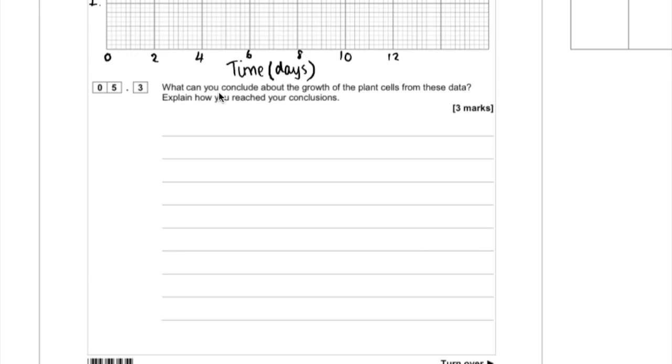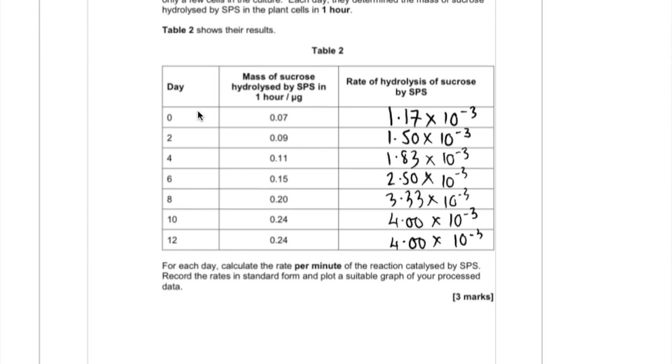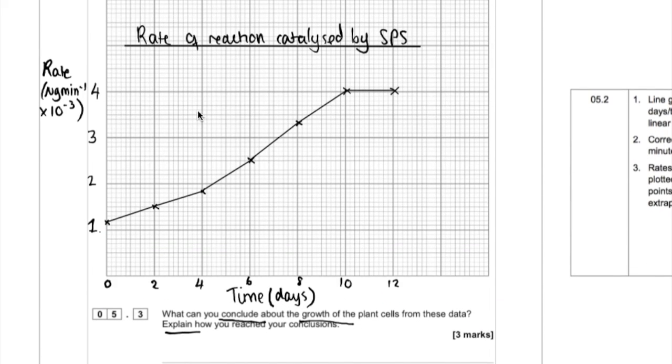Okay, so what can you conclude about the growth of plant cells from these data? Explain how you reached your conclusions. So we've got 2 bits of data. We've got the raw data here and we've got our processed data here. This one's probably going to be easier to look at. But remember, this data is talking about sucrose. It's talking about rate of reaction. So we need to infer things about growth from the rate of reaction catalysed by this SPS, the rate of hydrolysis of sucrose. So the first thing we need to do is establish a link between sucrose hydrolysis and growth.